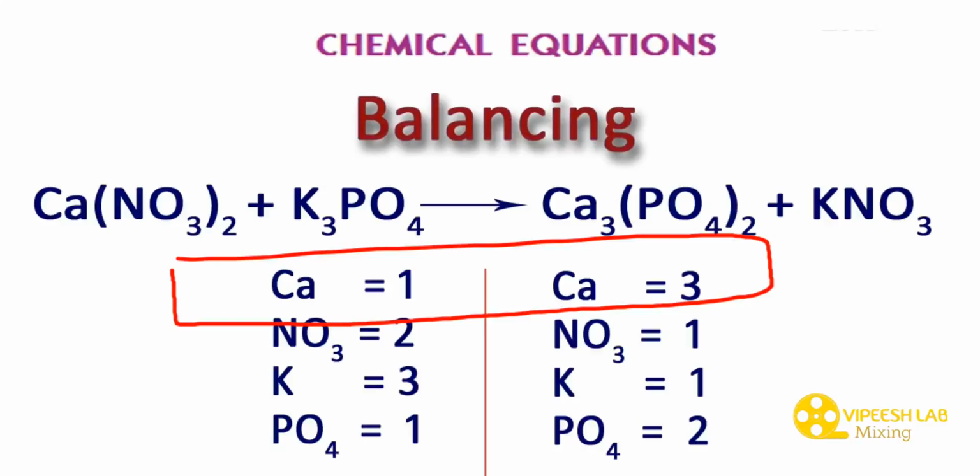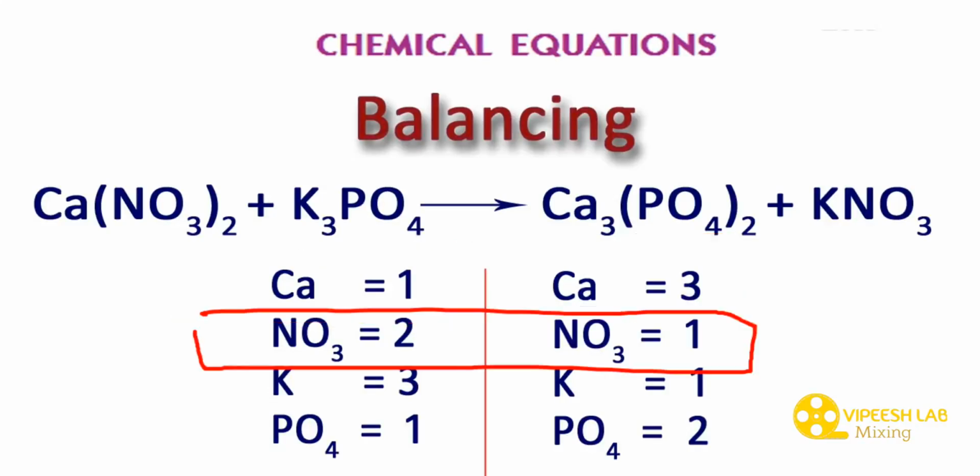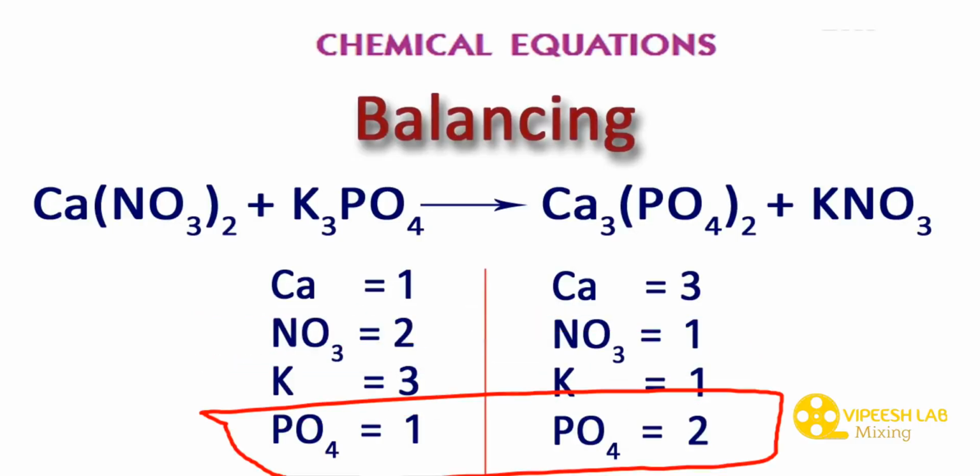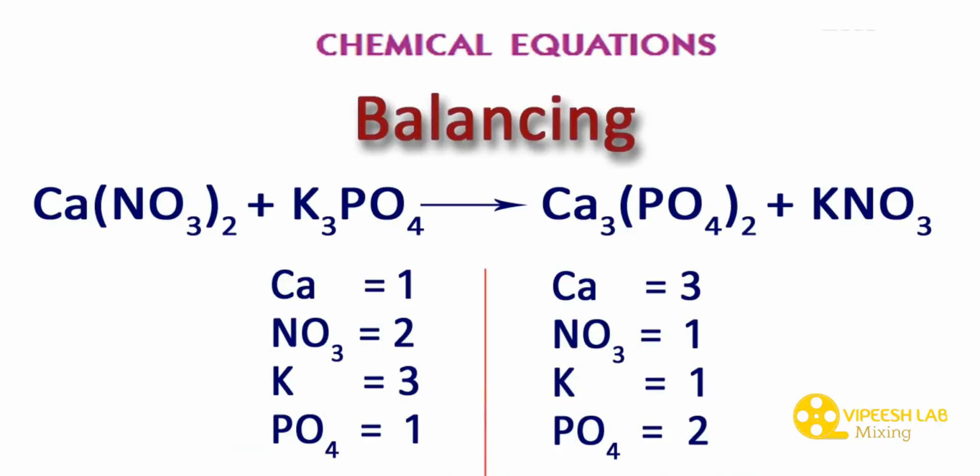So look at that, calcium. Calcium has 1 in LHS and 3 in RHS. Nitrate, considering it as single, 2 in LHS, 1 in RHS. Potassium 3 in LHS, 1 in RHS. Phosphate 1 in LHS as well as 2 in RHS.